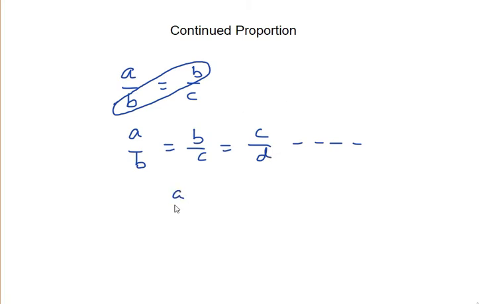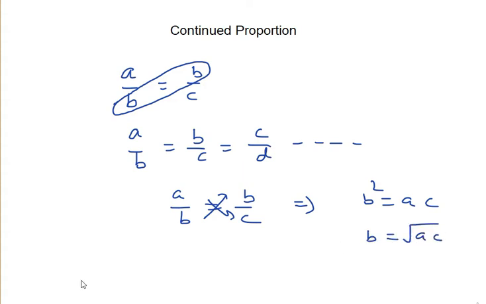So if we have two ratios A upon B is equal to B upon C in continued proportion, and we do cross multiply, we are getting B square is equal to AC, and B is equal to under root AC. So B is equal to under root AC, and here B is mean proportional between A and C.